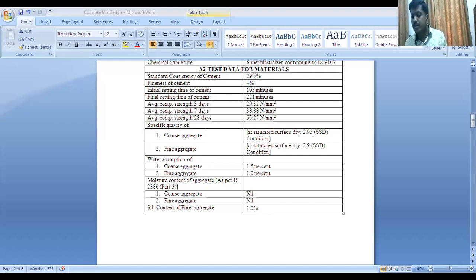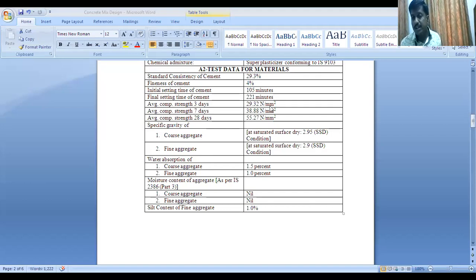Okay, so the consistency of the given cement always lies between 24 to 28% in the standard cases, and up to 30% we can consider it. Up to 31 in some cases. Okay, so consistency always lies between 24 to 28 or up to 30%. Okay, the next part is the fineness of cement.